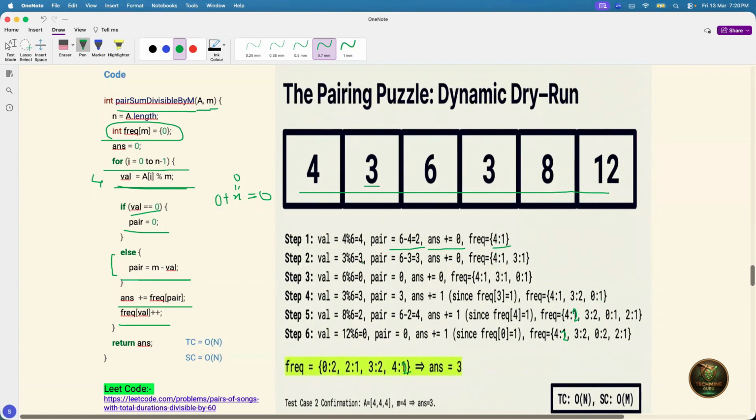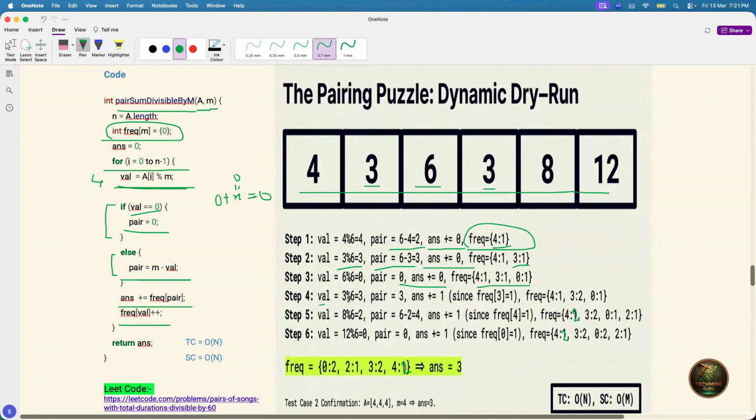Now let's move on to the second element. So 3 mod 6 will give the result as 3. The pair will be 3. Since 3 is also not present right now in our frequency map, the answer will still be added with 0, and the frequency map will be updated with 3 as 1 because 3 appeared one time. Next we will move to the 6. 6 mod 6 will be equal to 0. So we will come here, right? So our pair will be 0. Now we will check if we have any 0 pair already present in the array or not. Since 0 is not present, the answer will again be added with 0 only, and the frequency map will be updated with the 0 value with its count 1.